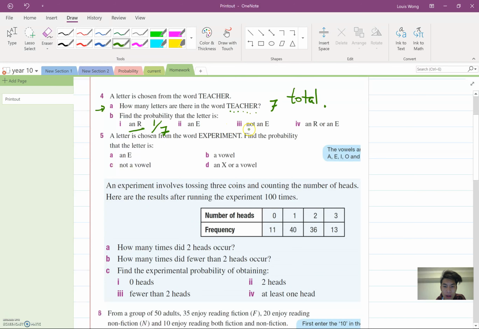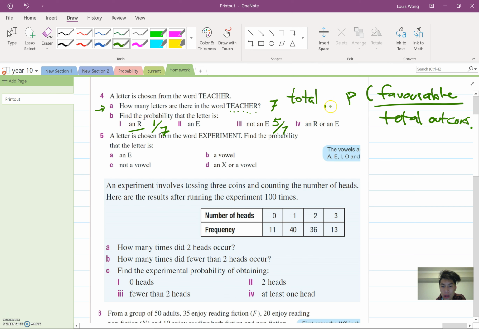Okay, how about not E? How many letters are not E? Well, there's T, there's A, there's C, there's H, and there's another R. There's 5 of them. So 5 out of the total, 5 out of 7. Remember, probability is given by favorable divided by the total outcome. And so that's why we needed this number, this total, before to get our answer.